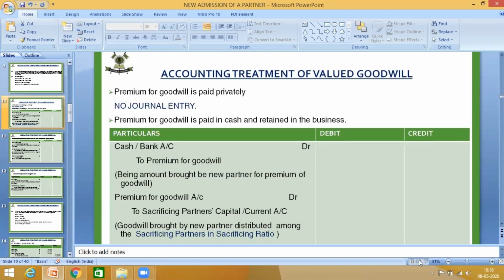Now we have to see the accounting treatment of valued goodwill. Once we have valued the goodwill by the method given in the question, suppose the value of the goodwill comes out to be 1 lakh and a new partner is coming for 1/5 share. So he is going to bring 1/5 of 1 lakh, that means 20,000, his own share in the goodwill valued. But there are various ways that he will be paying this amount, and the accounting treatment will be done accordingly.